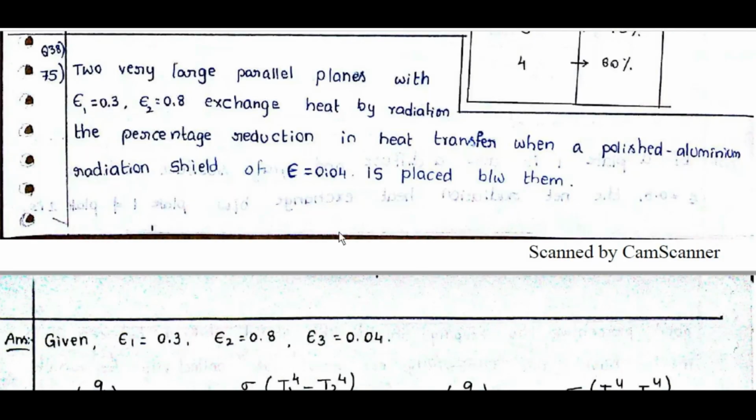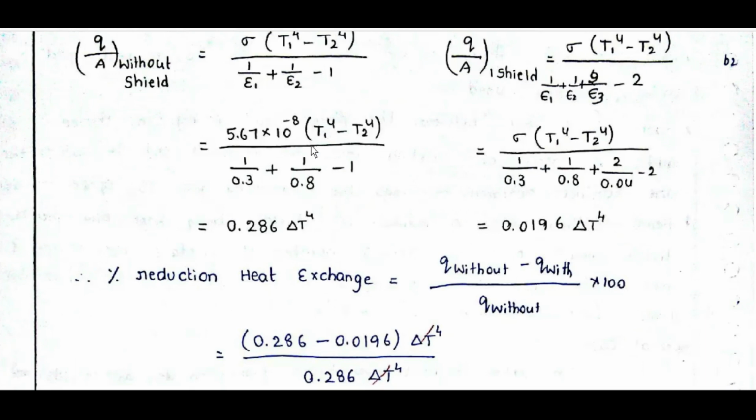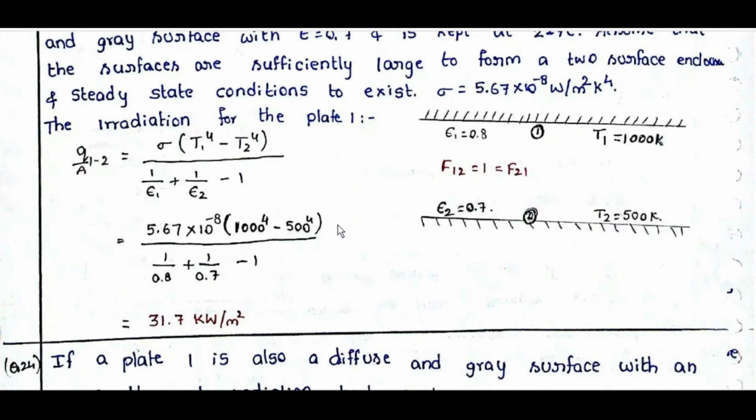Two very large plates, and one polished radiation shield is there. A direct formula: Q by A with shield, Q by A without shield, and percentage reduction. This is general.